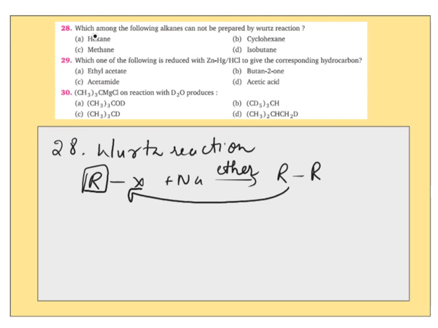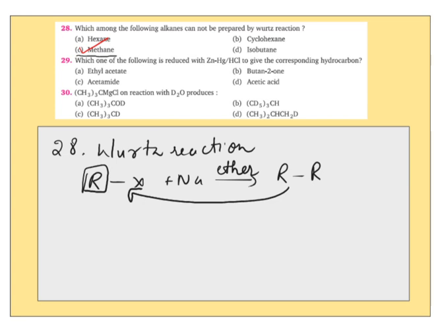Look at the options given: hexane, cyclohexane, methane and isobutane. In option C, that is methane, it has only one carbon. So obviously we can't start the reaction with half a carbon. Therefore, the alkane which cannot be prepared by Wurtz reaction is methane. Therefore, the right option is C. Let's take up question number 29.